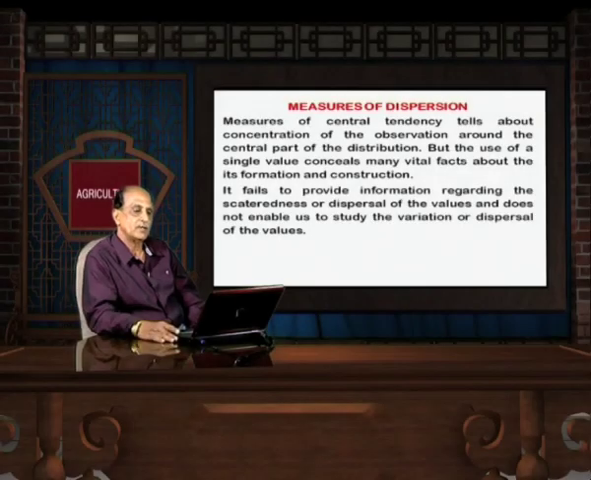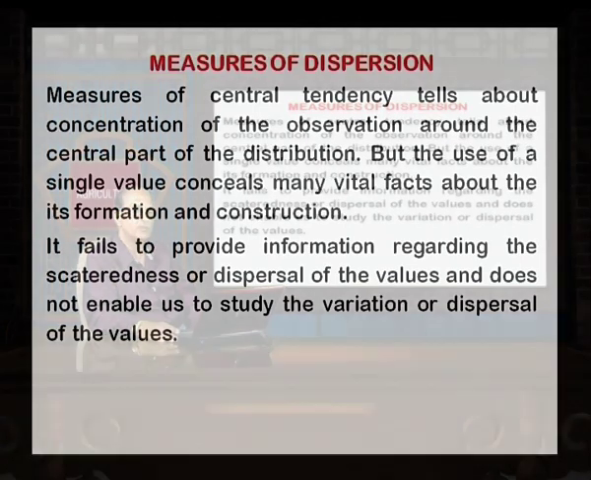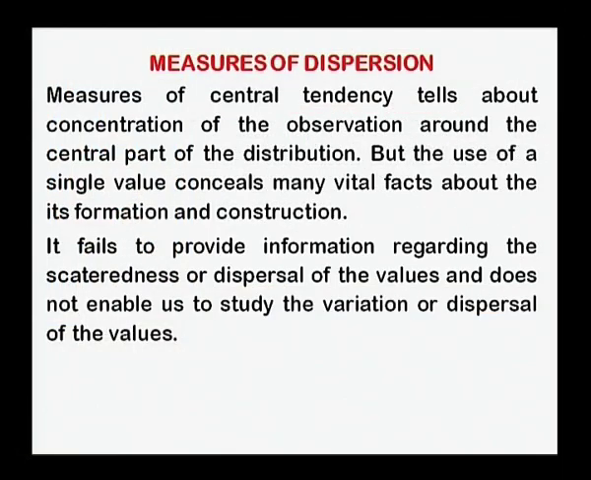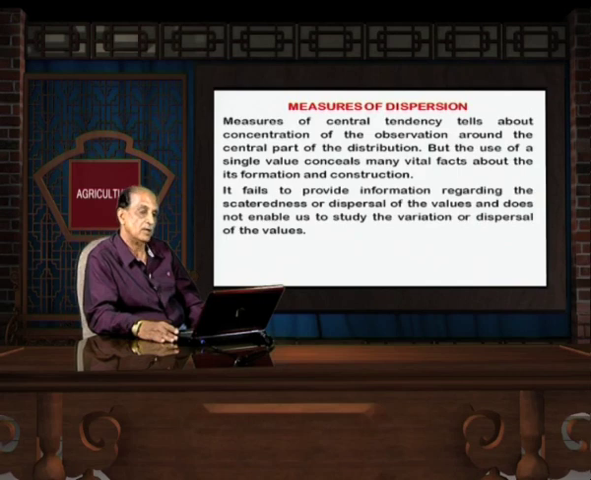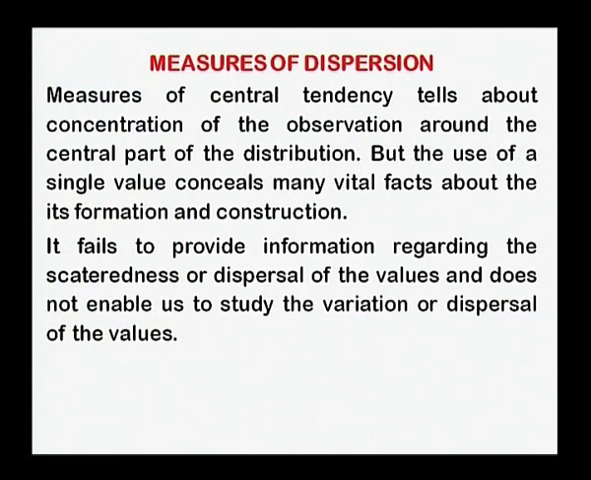Now, dear friends, we start the discussion of measures of dispersion. Measures of central tendency tell about concentration of the observations around the central part of the distribution. We discussed how to determine central tendency in different situations, but this is useful only when we have to find out the concentration of the variables, and in this case we just find out the general information regarding the variables which are given in the table.